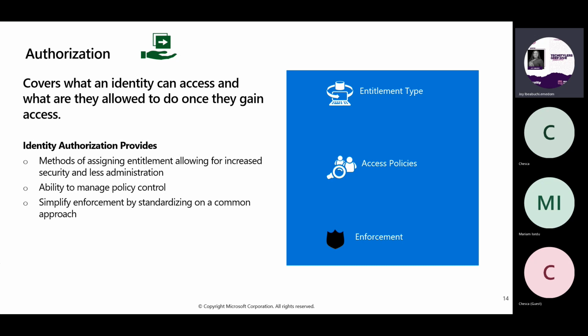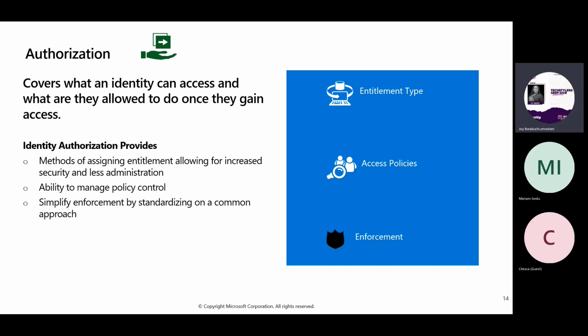So in authorization, we're looking at what's your entitlement type, what are the access policies that you have, and then how do we enforce it, right? So authorization covers what an identity can access and what they're allowed to do once they gain that access. So my username and password is valid, but what am I supposed to do? When I log in, what can I do?